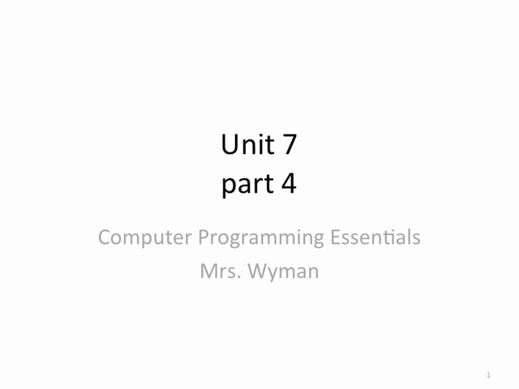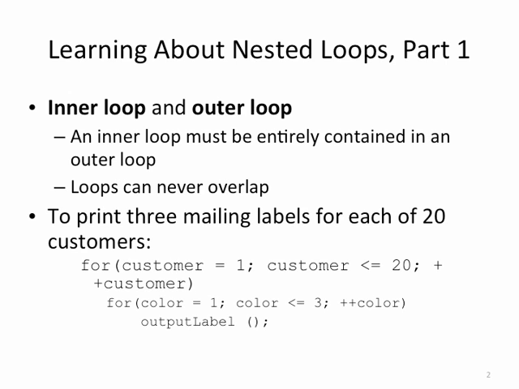Computer Programming Essentials Unit 7, Part 4, last part in this particular unit. And we're going to talk about nested loops. As you can nest code blocks, you can put one code block inside another code block. You can also nest loops. And as with code blocks, a loop must be fully contained inside another loop in order to be nested. You cannot have loops that overlap.